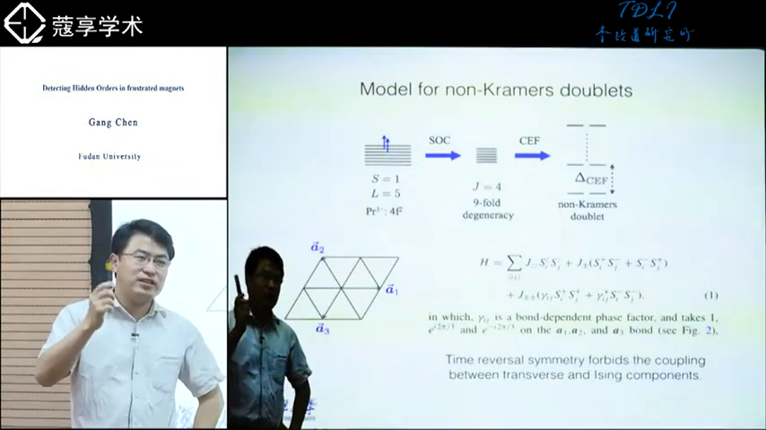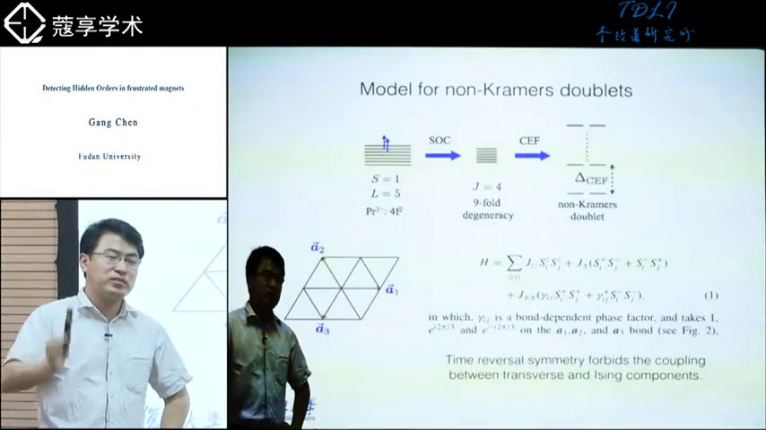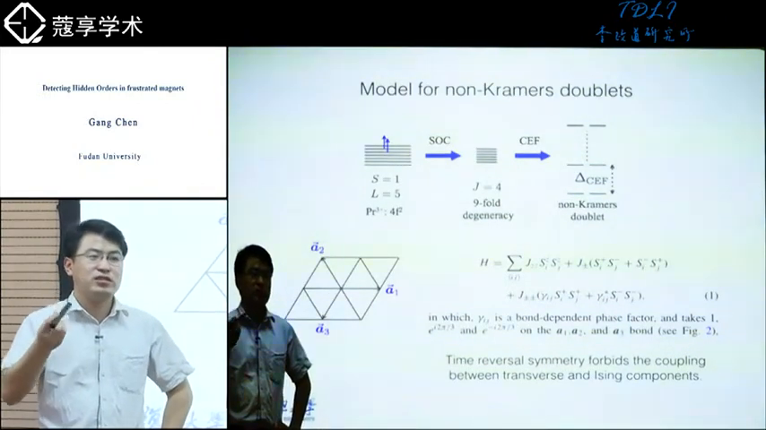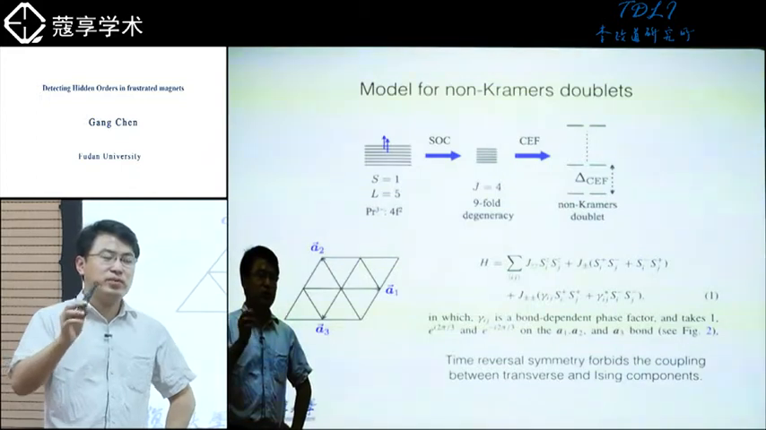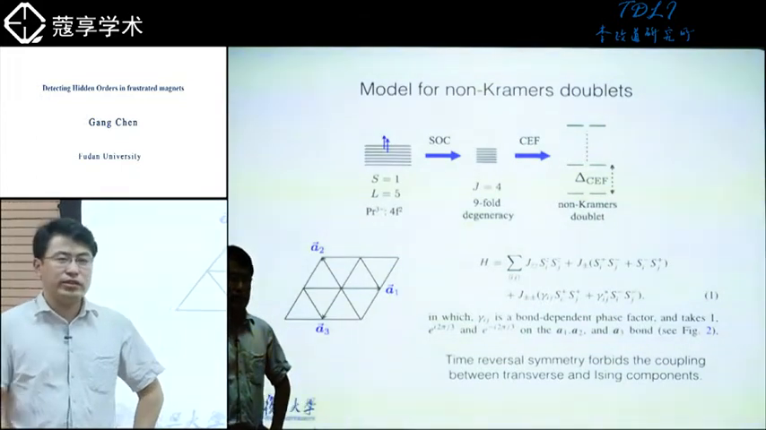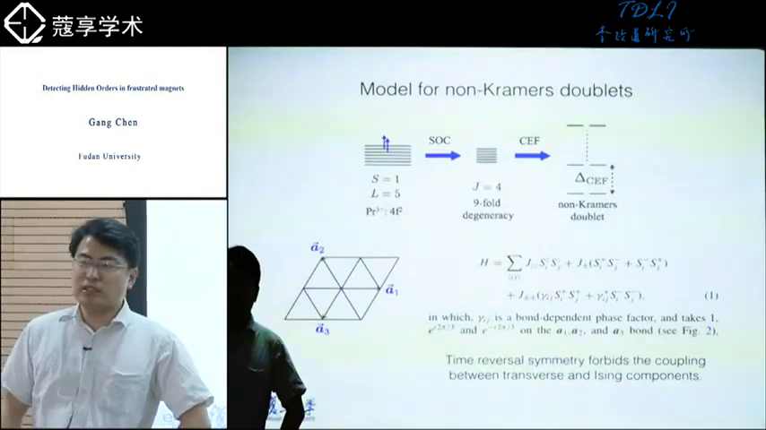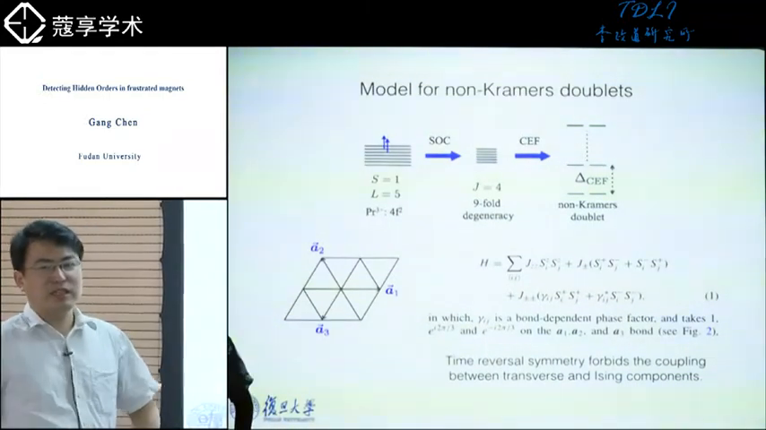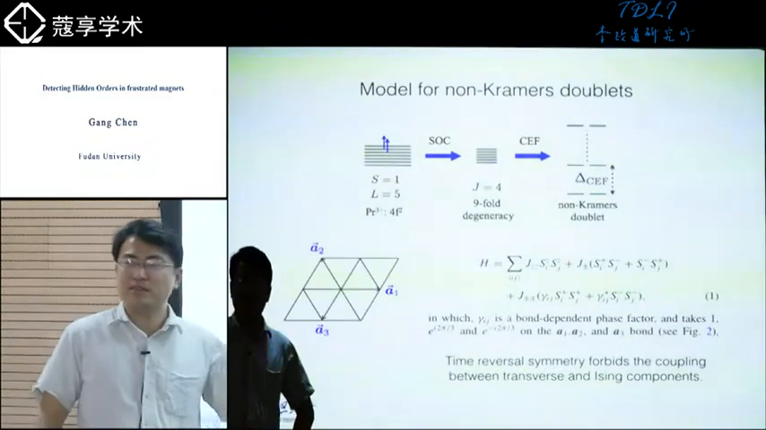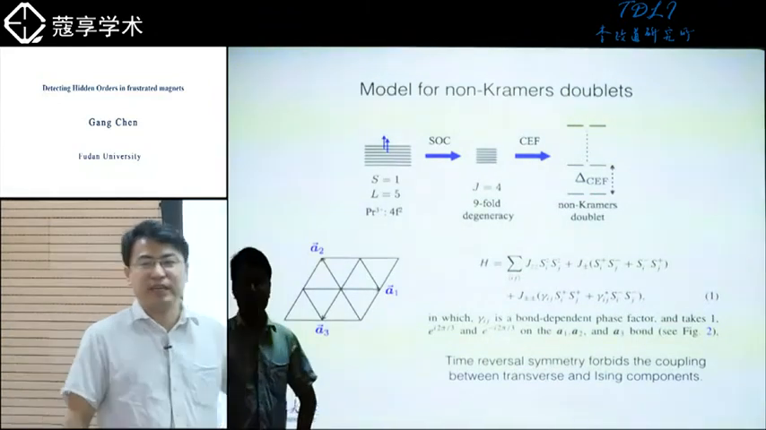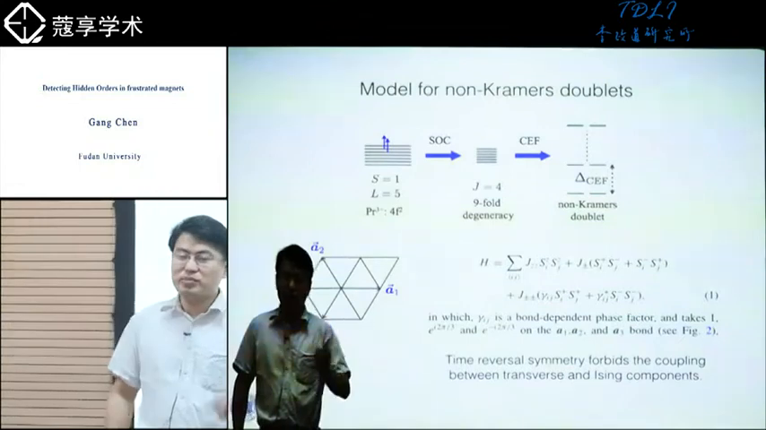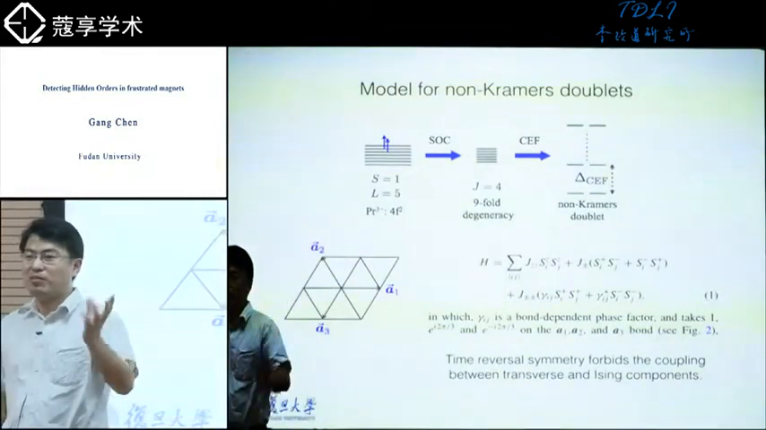Spin is operating in its own Hilbert space. It's an internal spin space, but the orbitals are real. Orbital has a real spatial orientation, right? So because of this spin-orbit entanglement, the orbital orientation will be inherited by this spin-orbit entangled local moment. So this spin-orbit entangled local moment will have an orbital character.